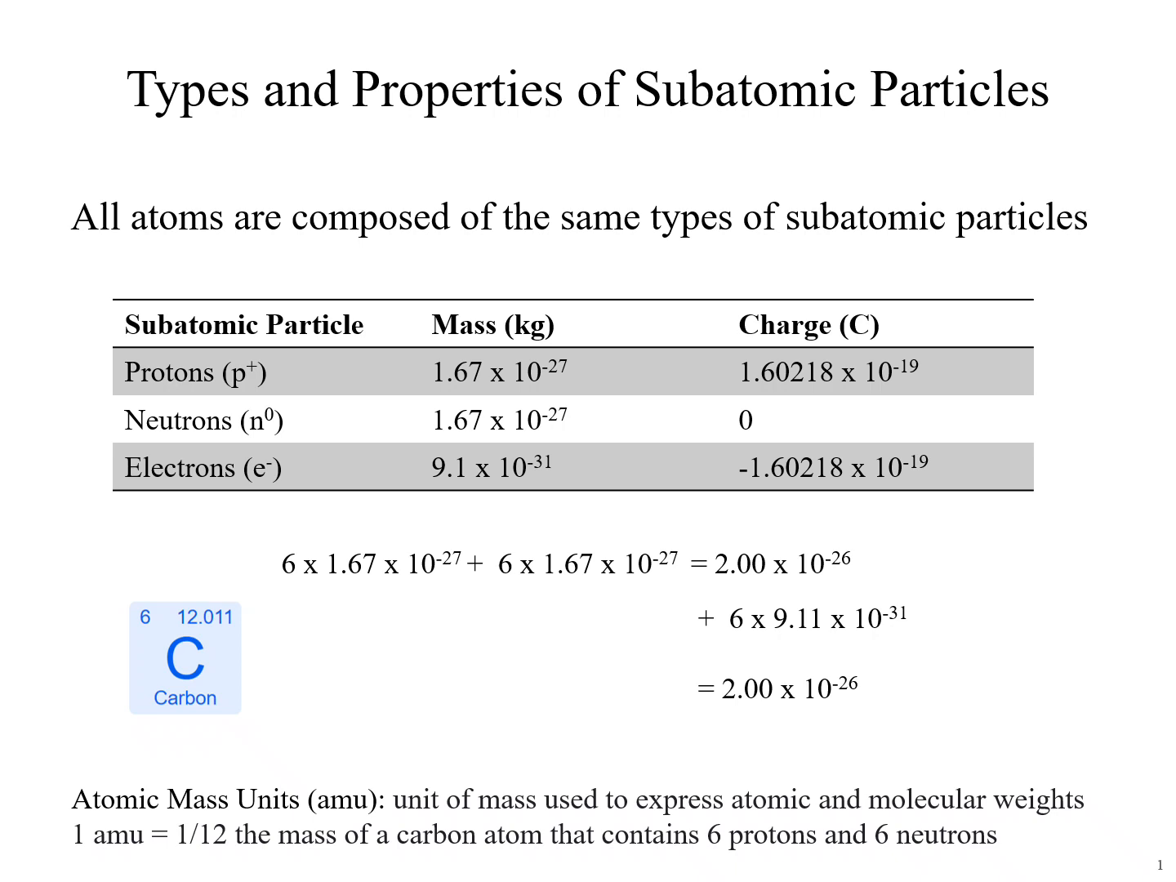What atoms of different elements have in common is the type of subatomic particles that they have present. For example, an atom of carbon is going to have the same three types of subatomic particles as an atom of nitrogen. Those subatomic particles are the protons, the neutrons, and the electrons. What is different between the atoms of different elements is the amount of each subatomic particle that they contain.